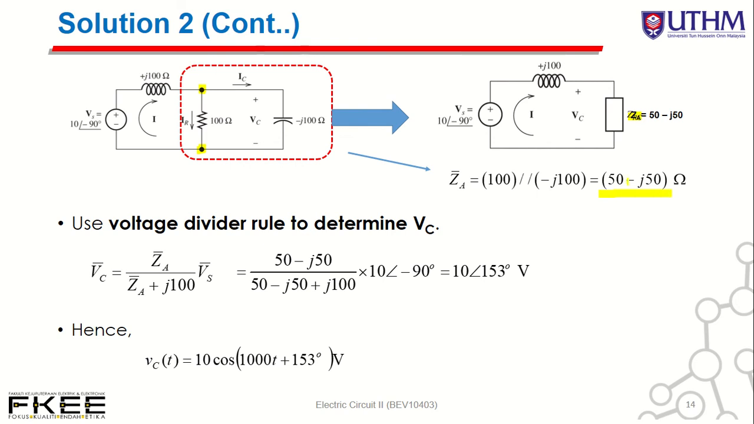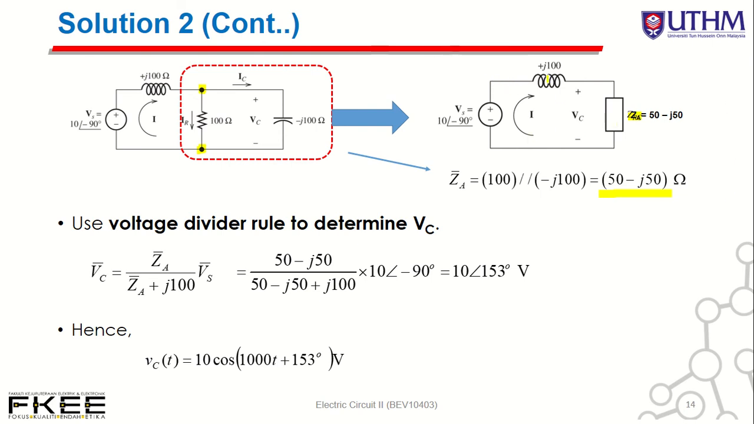Okay, you can get ZA. How to determine ZA? This Z times this one divided by 100 plus minus j100 equals this one. Or you can indirectly use your calculator: 100 inverse plus 100 plus in bracket minus 100i inverse, answer, and then you inverse again, and then you can get this one. Okay, just use your calculator. Then when you have ZA, you already have ZA, right?